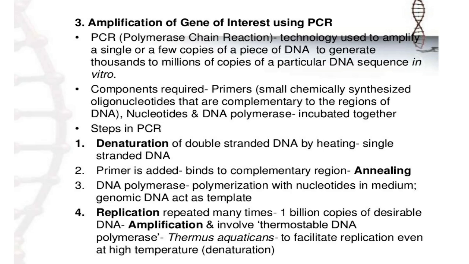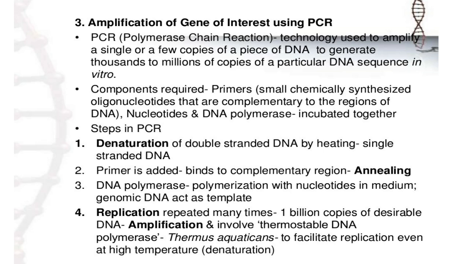Amplification of the gene of interest using PCR, that is polymerase chain reaction. PCR technology is used to amplify a single or a few copies of a piece of DNA to generate thousands to millions of copies of a particular DNA sequence in vitro. In vitro means in lab condition. Components required: primers, small chemically synthesized oligonucleotides that are complementary to the region of DNA, nucleotides and DNA polymerase incubated together.